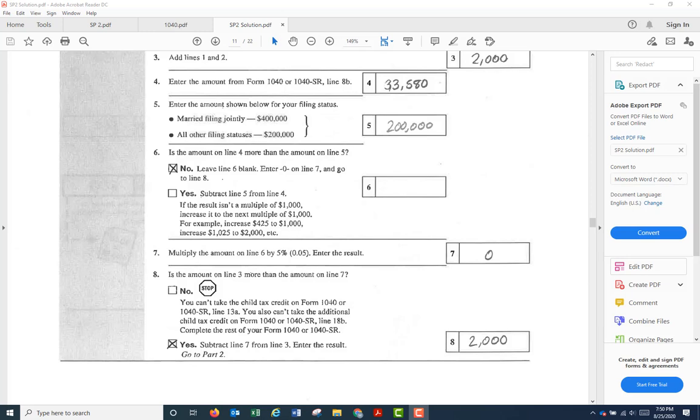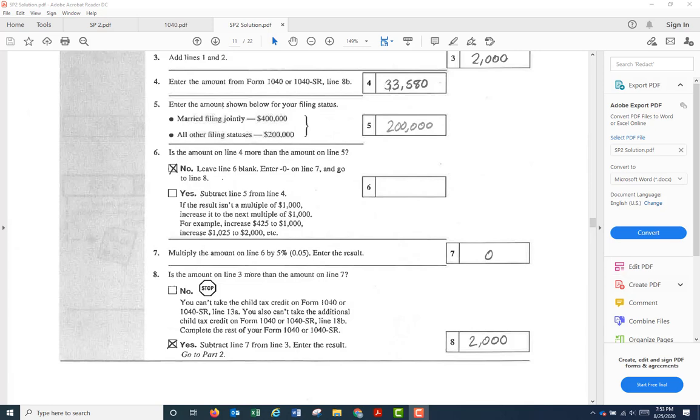Number 6 asks us if line 4, the AGI, is more than line 5, the threshold. The answer is no, so we leave it blank. And then we go to line 7. Line 7 multiplies line 6, which is blank, by 5%. And that would be 0. You come to line 8. Line 8, is the amount on line 3 more than the amount on line 7? The answer is yes. So subtract line 7 from line 3 and we get $2,000.